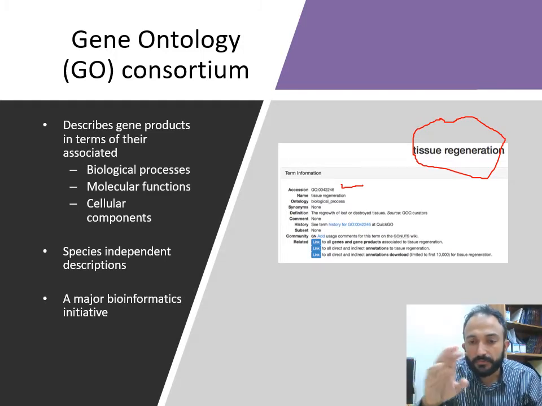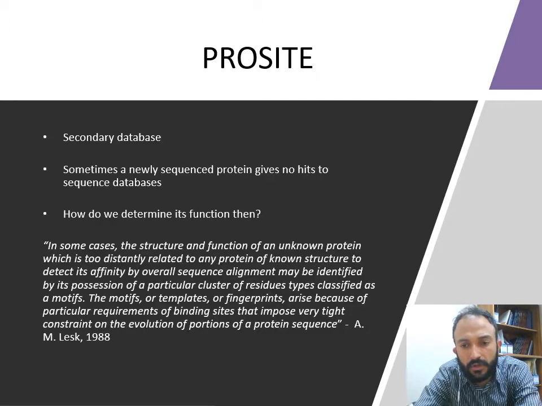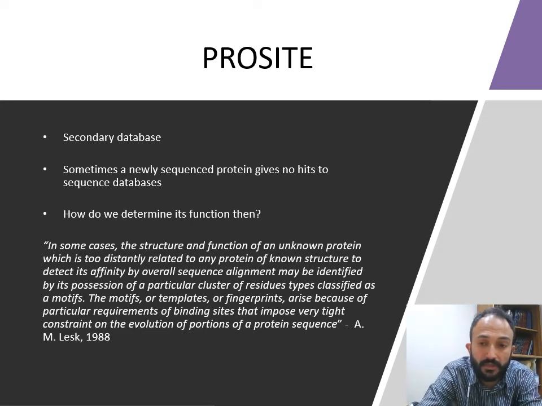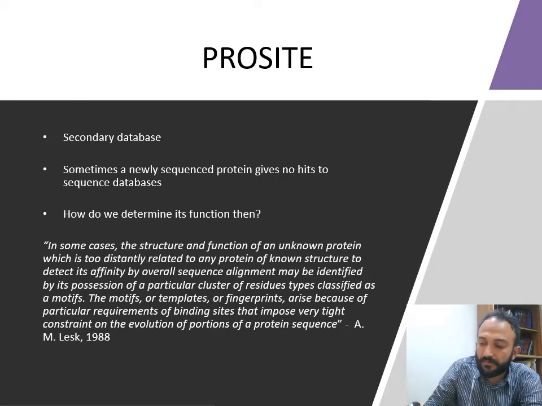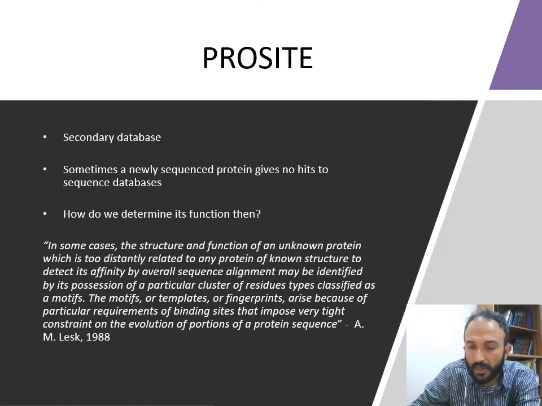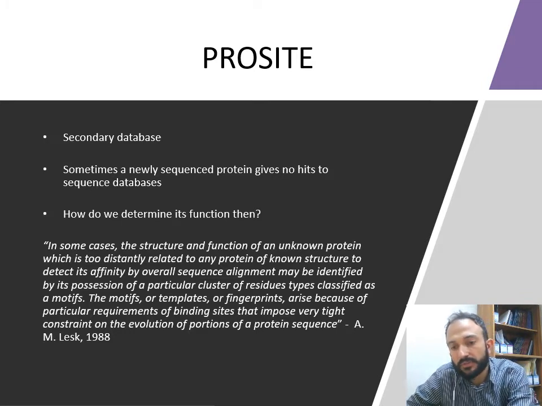Previously we talked about gene sequences and structures. So now let's talk about one specialized database, that is Prosite, and that is a secondary database. And why is it important? Because sometimes a newly sequenced protein gives no hit to sequence databases. So how do we determine its function? What does that mean? If we have a sequence and we put it in the protein database and run BLAST, basic local alignment search tool, and we do not find any hit, then how can we find the function of that protein?